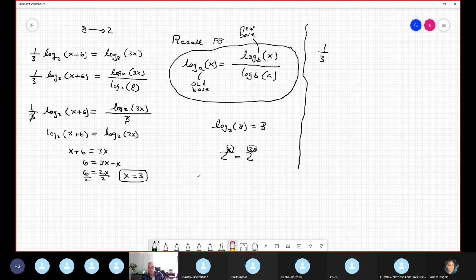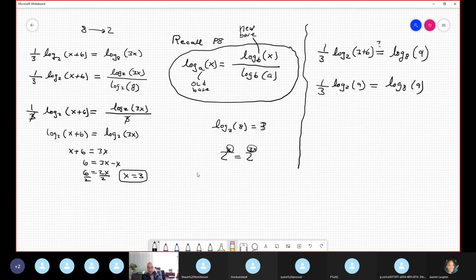1/3 logarithm of base 2 of 3 plus 6 should be equal to logarithm of base 8 of 3 times 3, which is 9. It's easy because 3 plus 6 is also 9. So 1/3 logarithm of base 2 of 9 is equal to logarithm of base 8 of 9.